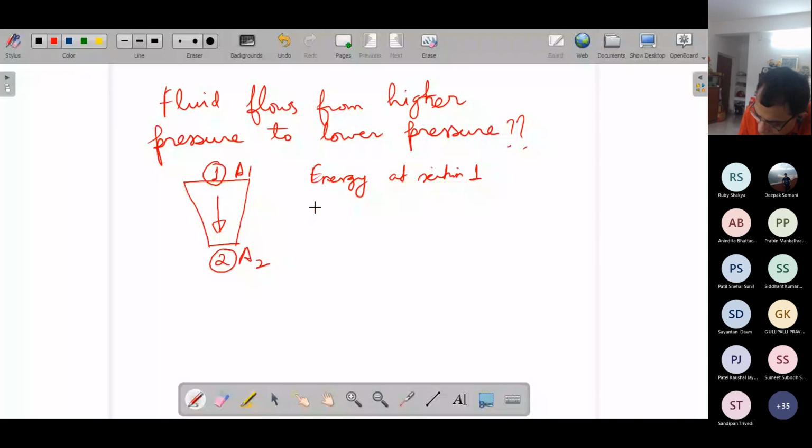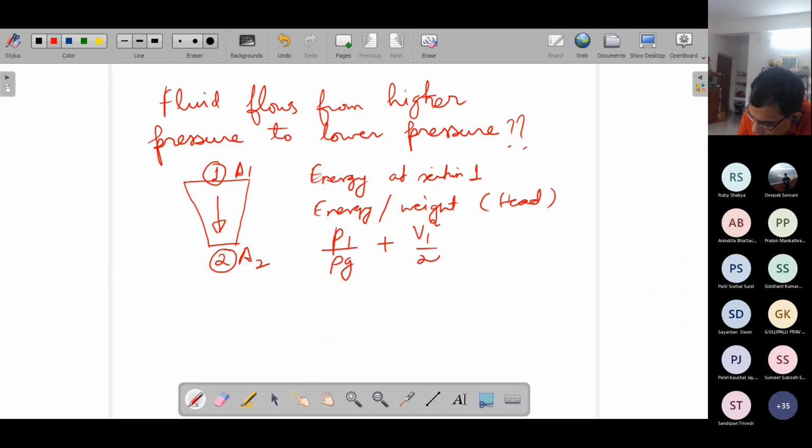So energy per unit weight, let us write, that is just normalizing the energy. This is called head. We have discussed it earlier. So it is P1 by rho g plus V1 square by 2g plus Z1. Here the energy is only mechanical energy. We are not talking about any electrical or other forms of effects which can be there. I mean, they can influence fluid flow definitely, but we are not bringing those into this purview.